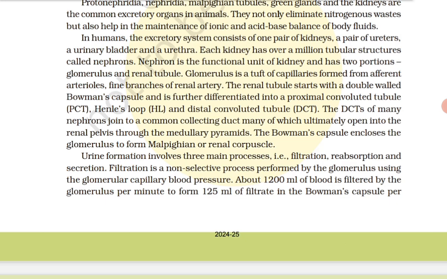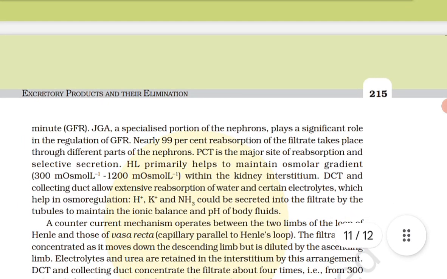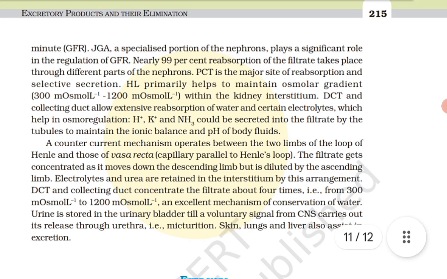JGA, a specialized portion of the nephron, plays a significant role in the regulation of GFR. Nearly 99% of the reabsorption of the filtrate takes place through different parts of the nephrons. PCT is the major site of reabsorption and selective secretion. Henle's loop primarily helps to maintain the osmolar gradient, that is 300 to 1200 mOsmol per liter, within the kidney interstitium. DCT and collecting duct allow extensive reabsorption of water and certain electrolytes which help in osmoregulation. Hydrogen, potassium, and NH3 could be secreted into the filtrate by the tubules to maintain the ionic balance and the pH of body fluids.